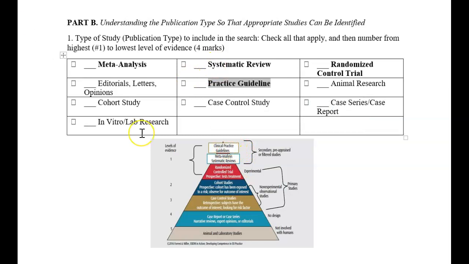practice guideline. Okay. If your topic is on smoking, for example, remember how in the PowerPoint we discussed that sometimes with smoking we can't do a randomized controlled trial because it's not ethical. So instead we may have to resort to a cohort study, and that might be an option for you to check off.